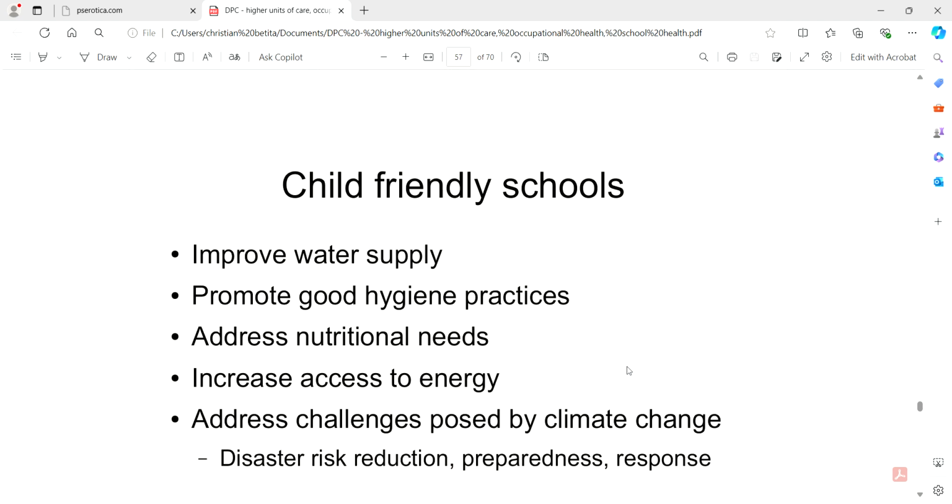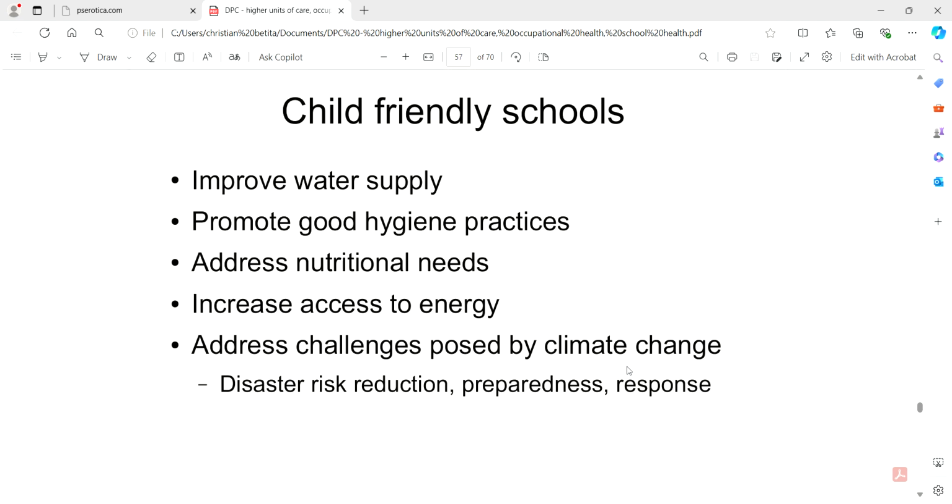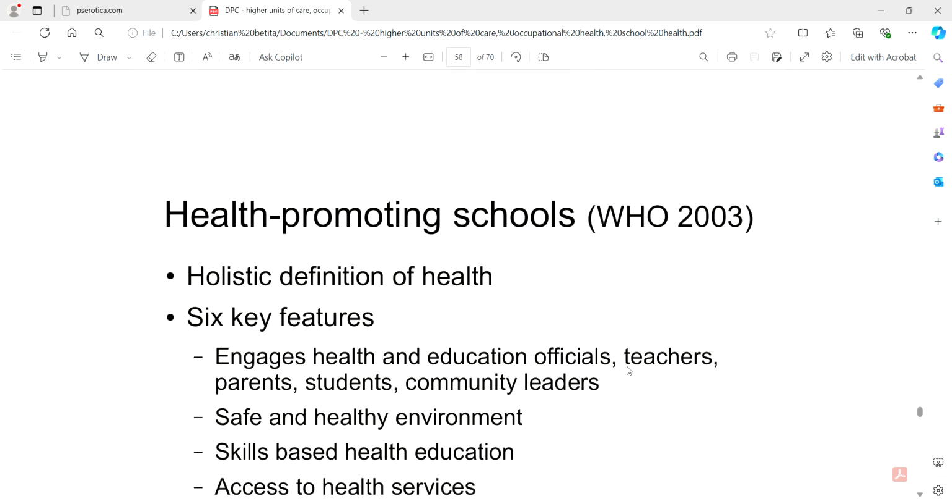And it includes appropriateness of the teaching methods and learning resources, and it's an intersectoral approach which involves the wider community at large. So, child-friendly schools, the focus is on improving water supply, promoting good hygiene practices, addressing nutritional needs, increasing access to energy, and addressing challenges posed by climate change, namely disaster risk reduction, preparedness, and response.